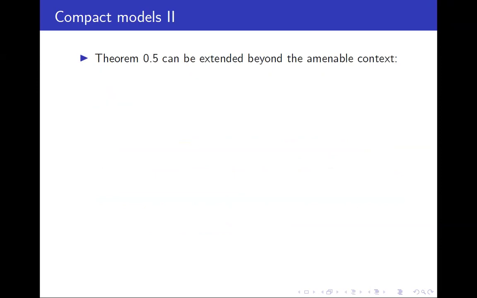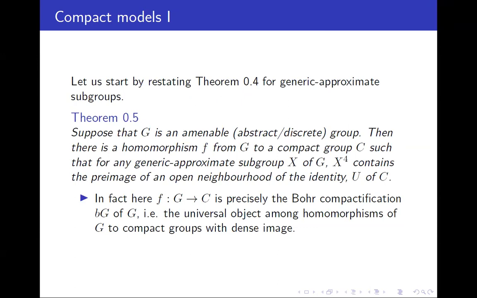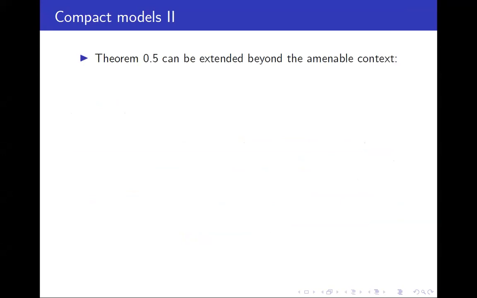A quick slide. This theorem 5 is a positive theorem, uses amenability. And my next slide says that we can extend somewhat this positive result with homomorphisms of compact groups a little bit beyond the amenable context. So let me say what it is. And maybe somebody finds it interesting. I don't know.